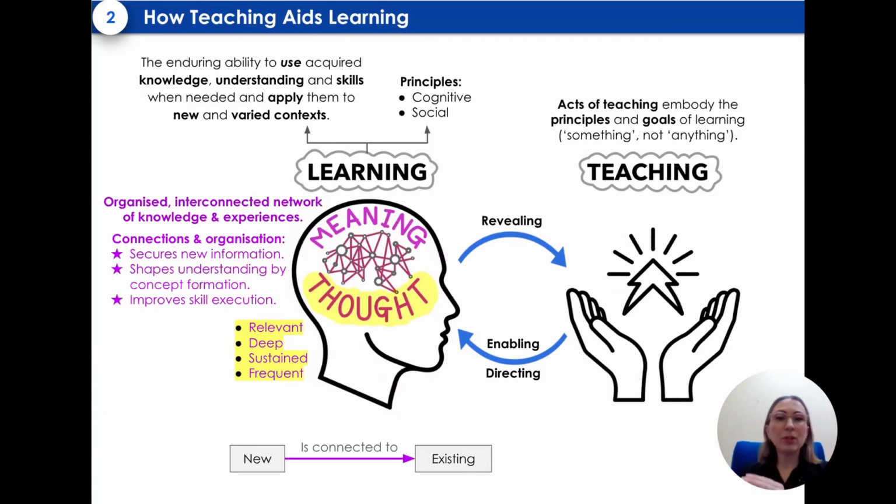So we need to enable and direct the thought first, and then we need to constantly reveal the meaning that is being made in each of our pupils' heads. And that obviously involves frequent and effective formative assessment.